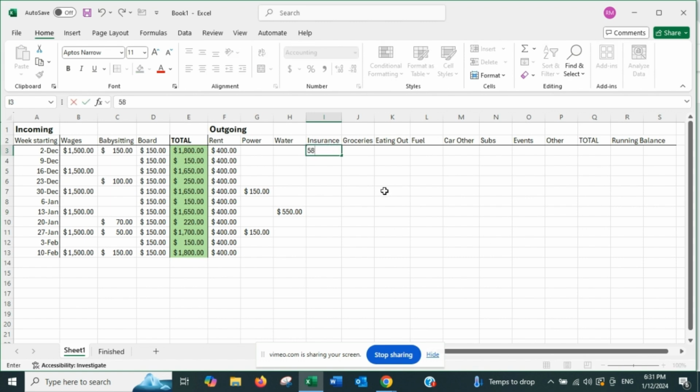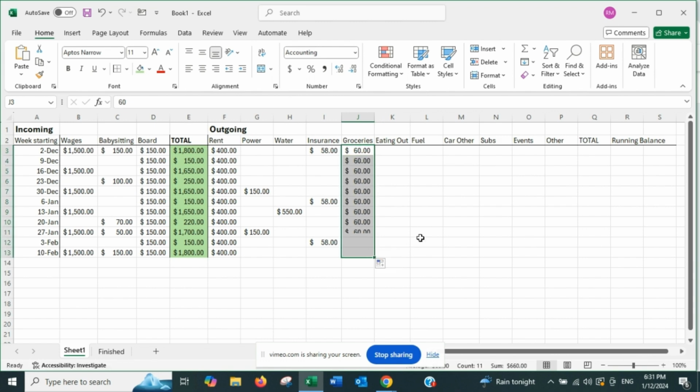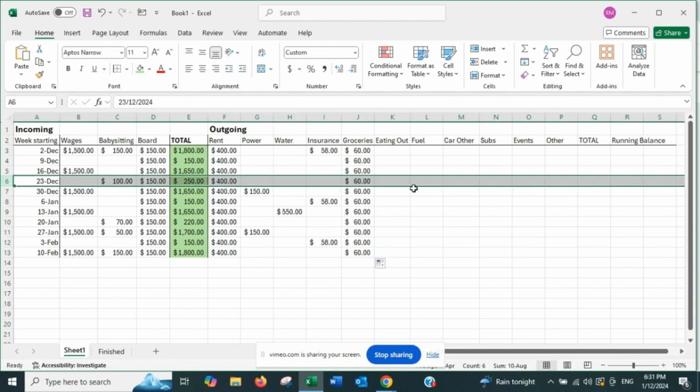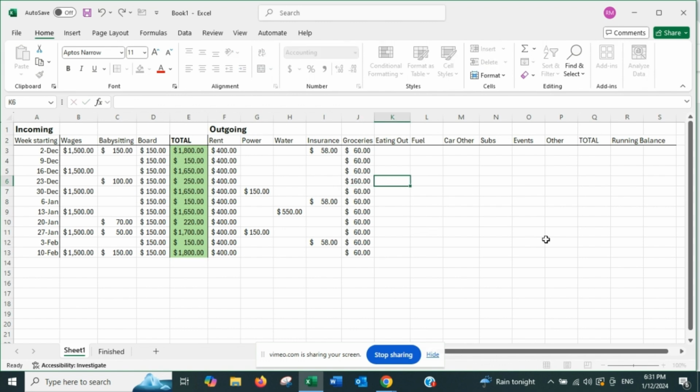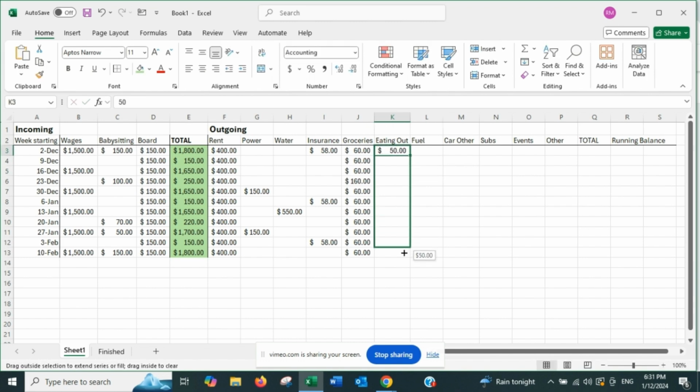However you pay, whatever's the most accurate way that the money leaves your bank account is what you need to be inputting here. So with water, quarterly bill, it was like $550 in this instance. Insurance, I've just popped in for like home and contents insurance. Groceries is a bit tricky. I did $60 a week, and then the Christmas week, so the week starting of the 23rd of December, I've actually popped that up to $160 because let's be honest, we're going to be buying some extra goodies.